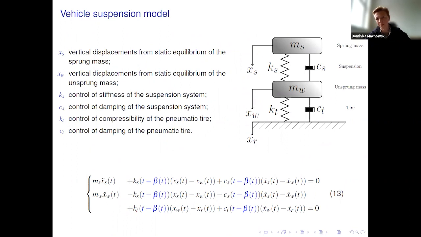How does this system work? First of all, we have the sprung mass. The sprung mass means the body of the car. We also have the unsprung mass, which is the tire. And the idea is that we have the spring here. It's defined by the stiffness of this spring, so this is the Ks, and we have the damping.